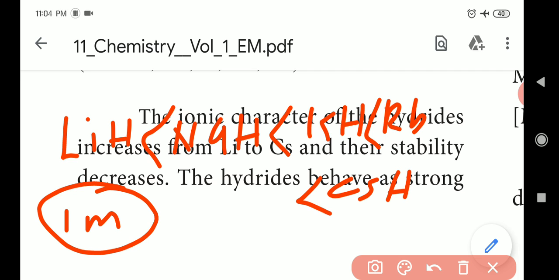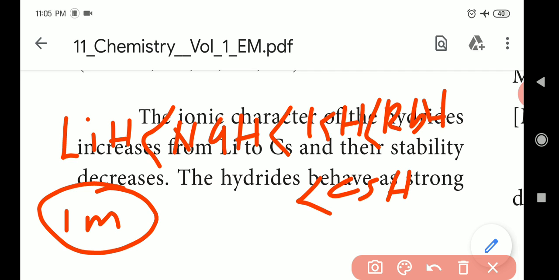Cesium hydride has the least stability, then we compare rubidium hydride, potassium hydride, and sodium hydride. Among the metal hydrides, which one has the highest stability? Lithium hydride is the most stable. Lithium hydride is the most stable metal hydride. Cesium hydride is the least stable metal hydride.